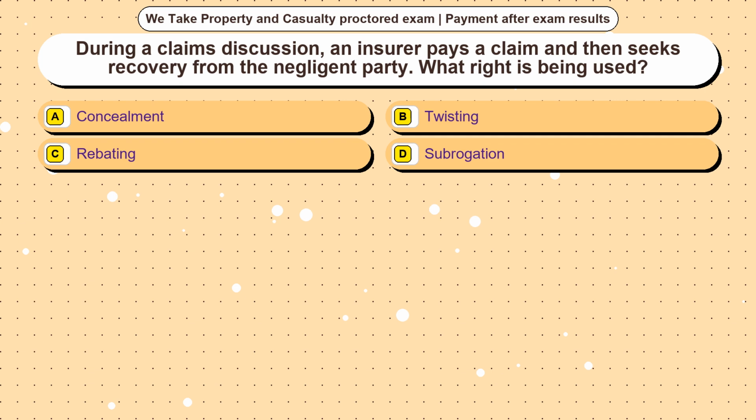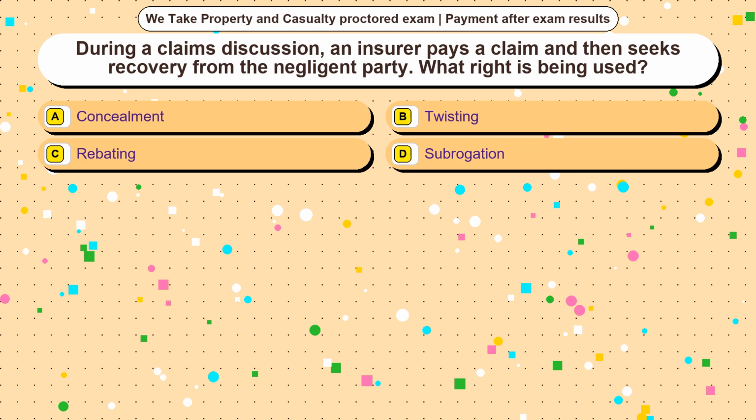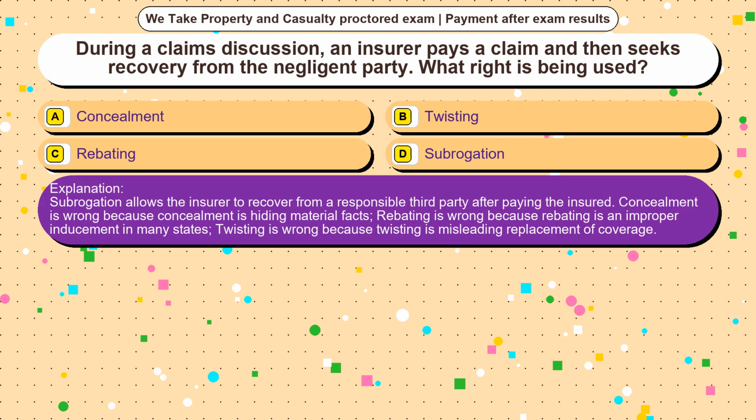Question 25. During a claims discussion, an insurer pays a claim and then seeks recovery from the negligent party. What right is being used? Option A, concealment. Option B, twisting. Option C, rebating. Option D, subrogation. The correct answer is option D. Subrogation allows the insurer to recover from a responsible third party after paying the insured.